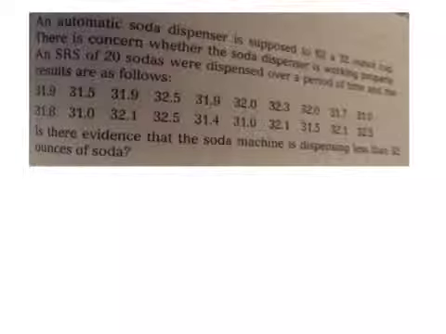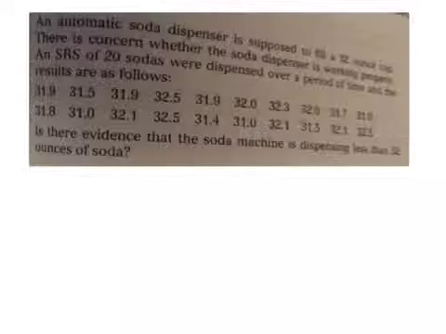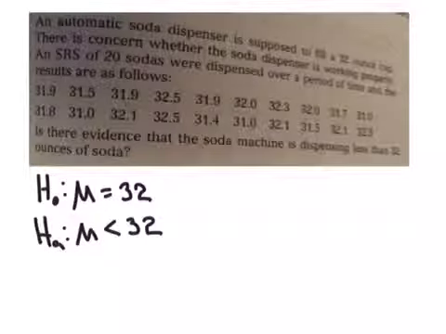Okay, well, let's get started. We need a null hypothesis and an alternative hypothesis. So let's write those down. So our null hypothesis is that the machine is working fine. Back when it was 32 ounces, it's still at 32 ounces. There's been no change. Remember, that's the nickname for null hypothesis, no change.